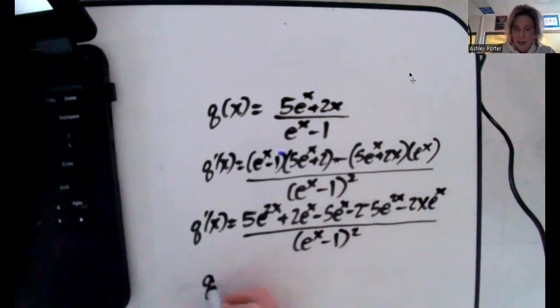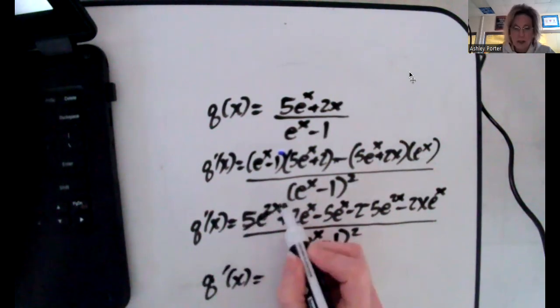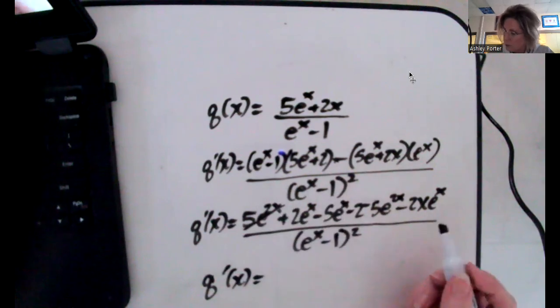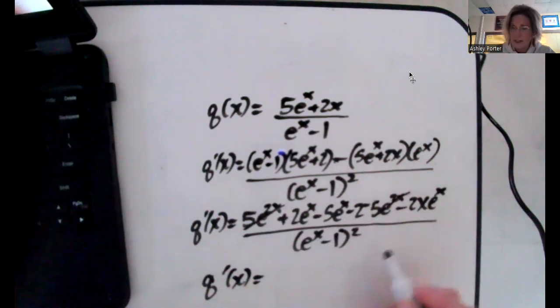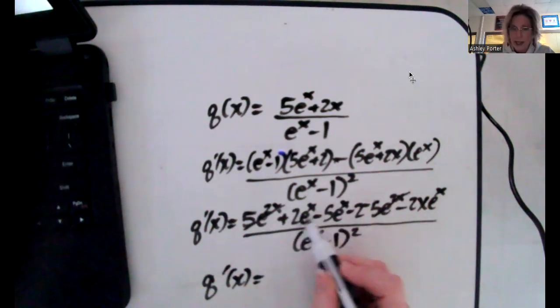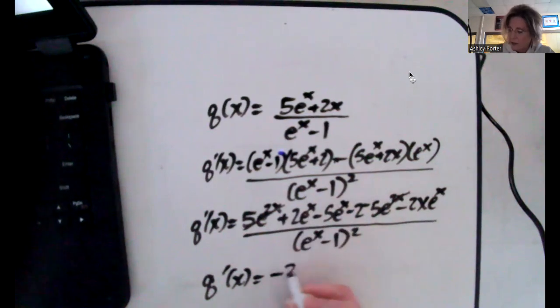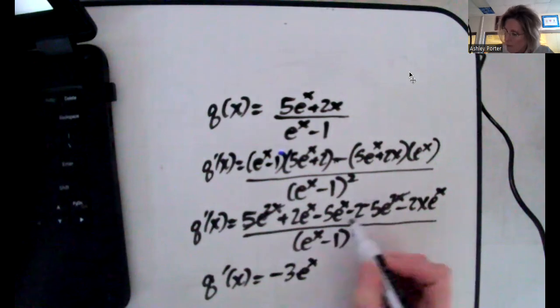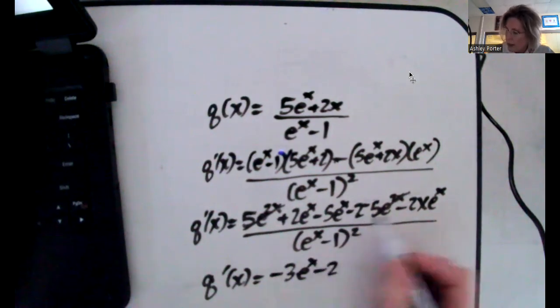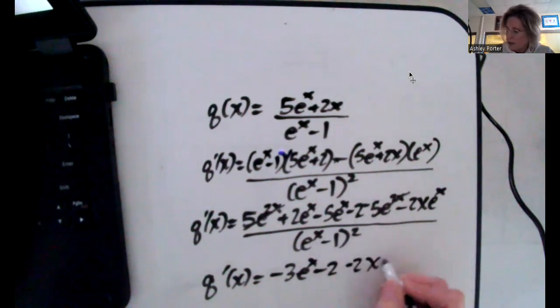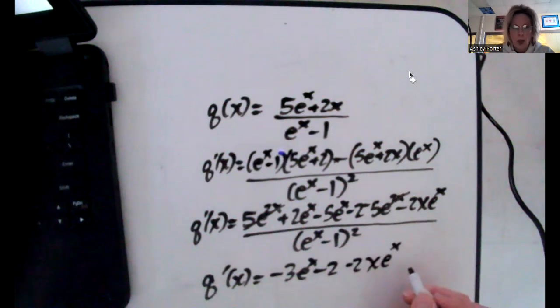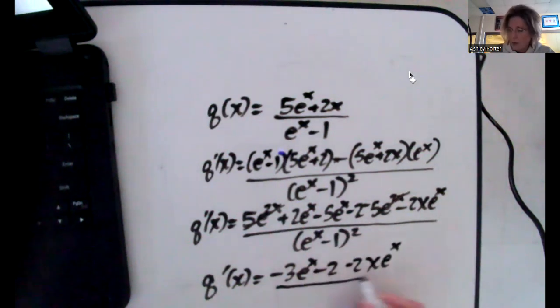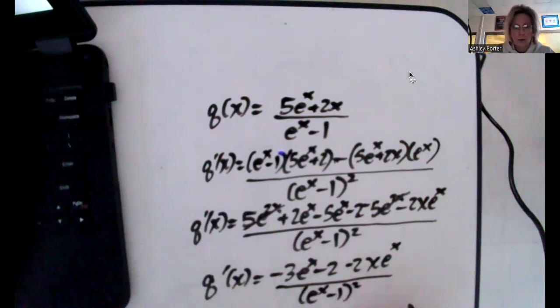So I can get the top cleaned a little bit. Notice 5e to the 2x minus 5e to the 2x cancels. 2e to the x minus 5e to the x is negative 3e to the x. Minus 2. And then I've got minus 2x e to the x. Not real pretty, but manageable. So e to the x minus 1 squared.